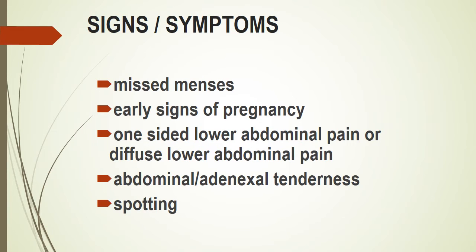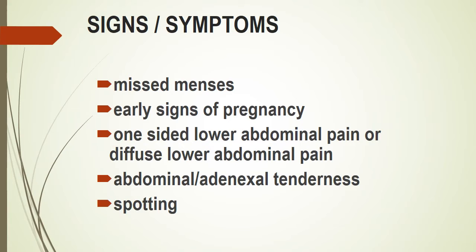Signs and symptoms as this woman presents to the clinic, outpatient office, or the emergency room, including, number one, missing the period. She may or may not have early signs of pregnancy. It really depends on where this ectopic pregnancy is located. The smaller and more compact that it's located in the anatomy, the earlier the signs and symptoms are actually going to be present.